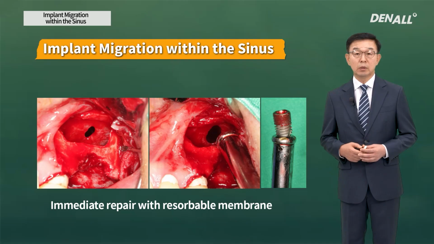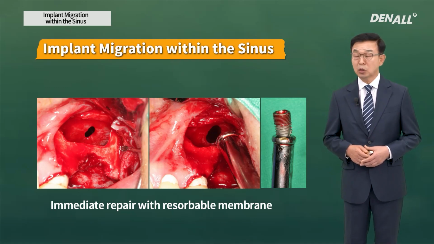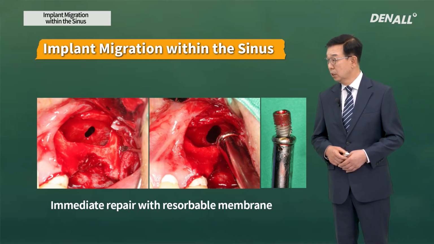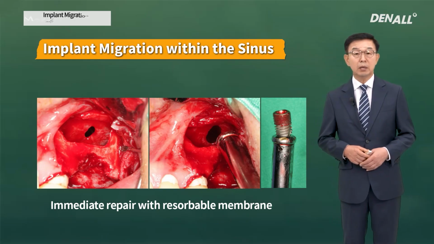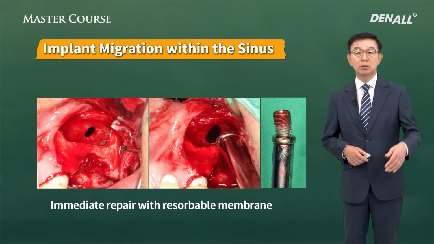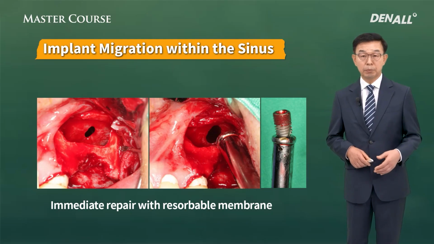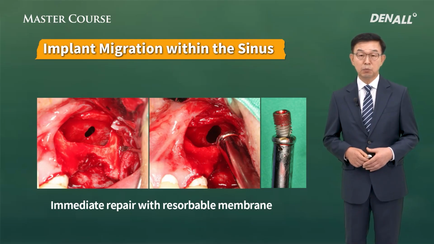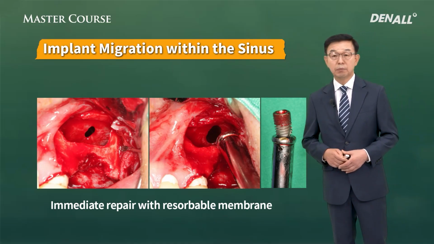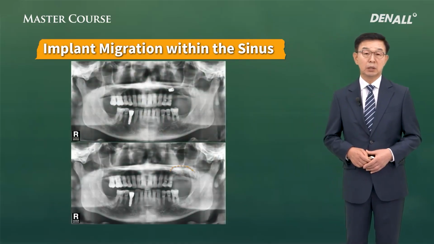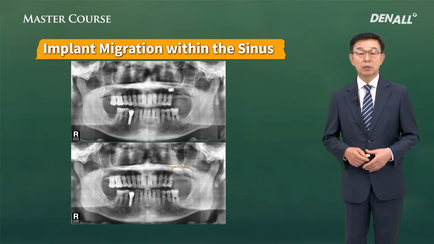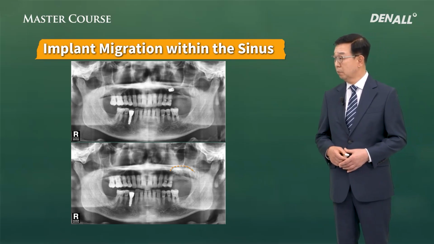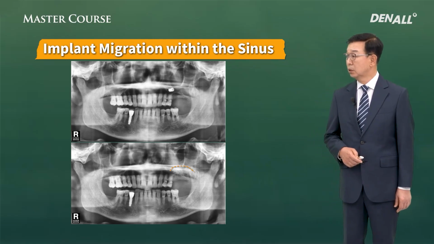In this case, if you're confident or if the sinus membrane is sound, you can repair the sinus membrane immediately using a resorbable membrane and do bone graft. You can decide whether to place the implant as you do bone graft or to wait. In the case of this patient, the implant was removed, the sinus membrane was repaired, and bone graft was done at the same time.